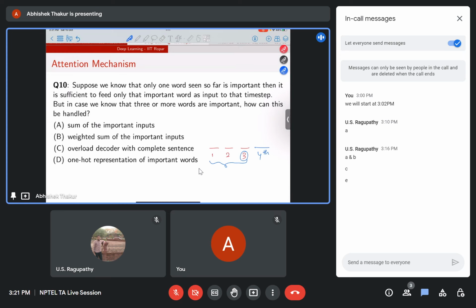We give the weighted sum of the important inputs. Let's suppose these three are the important inputs, so we can give the weighted sum. Suppose the second input is highly valuable, so we can give a weighted sum like 0.4, 0.3, or 0.2. This will be the value of alpha. This is also known as the attention mechanism. So in this, option B is correct, that is, the weighted sum of the important inputs.